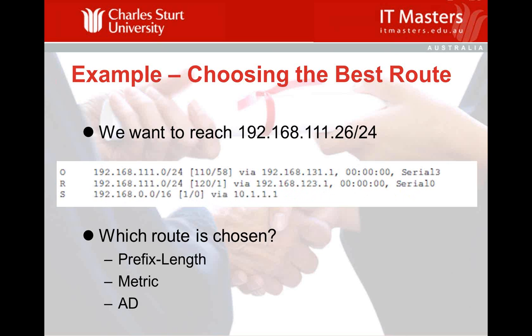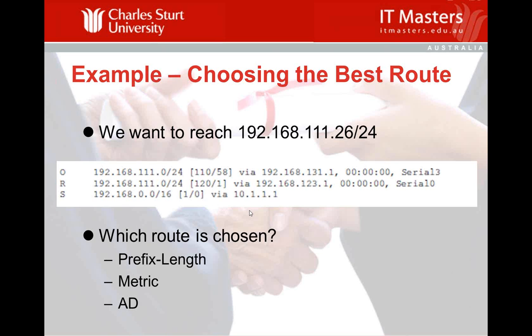So let me ask you guys a question. From the knowledge that you have so far, which route is it going to take? So which one are we going to look at? If we go down the order and we look at prefix length first, we have two routes which say /24. So two routes /24, so they are the longest closest match.